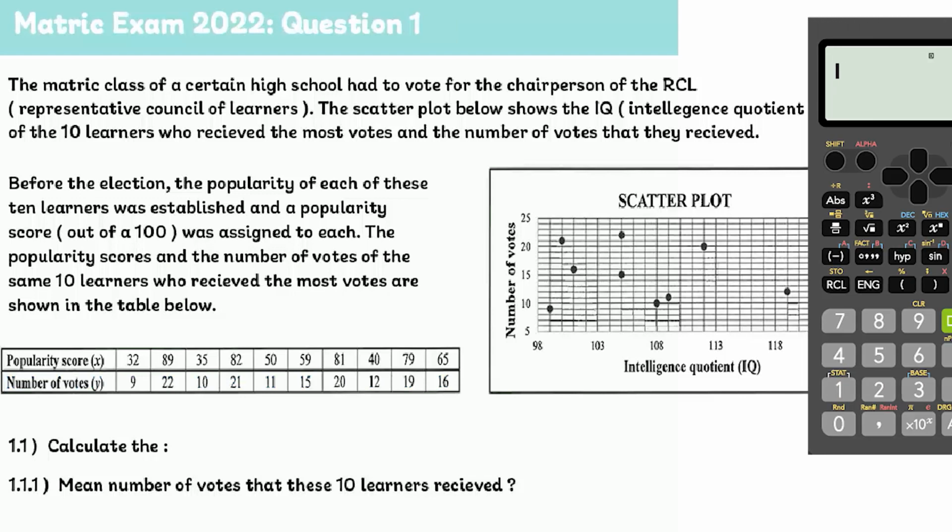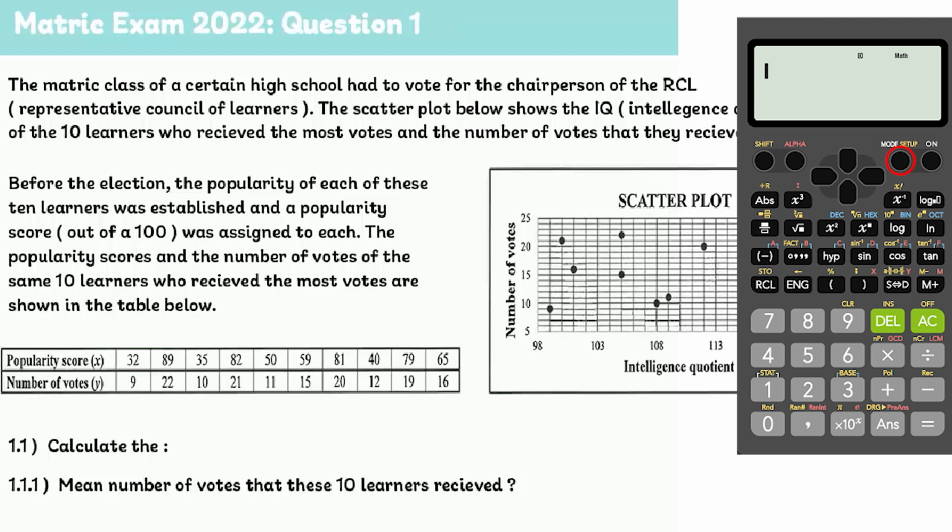So on my calculator, I'm going to go to mode, and then I'm going to say 2, which is stat. I think yours might be 3. Then I'm going to click 1, which is 1 var, and then I'm going to start punching in the values. And I've entered all the data. Once I've done that, I can push AC. I can now go shift 1, which is stat, and then I'm going to select number 4, which is var.